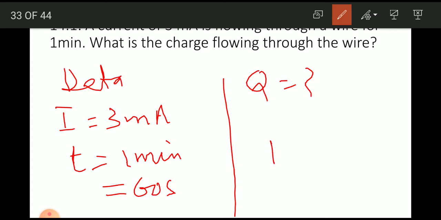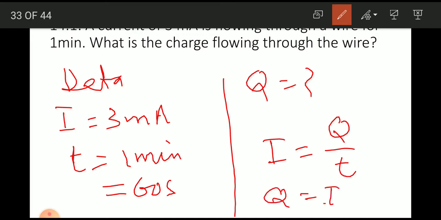So use the formula: current is equal to charge per unit time. You will simply write charge is equal to current into time. Using this formula you can sort out this problem.